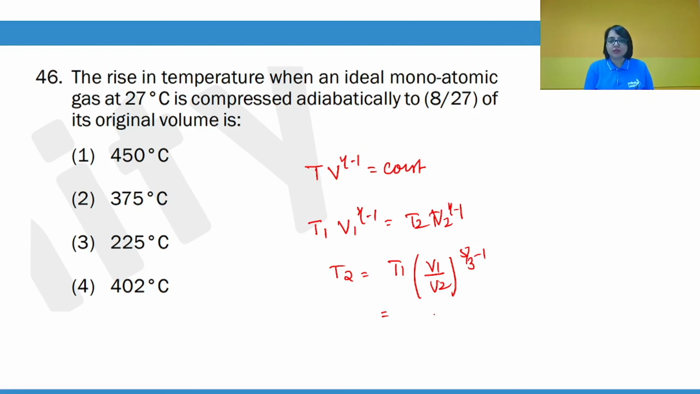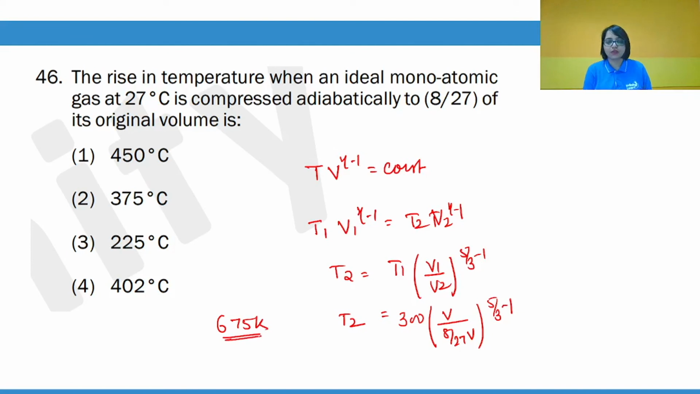So V1 is V, so V2 is 8 by 27 of V, right? T1 is 27 degrees Celsius, so it is 300 Kelvin and it is V upon 8 by 27 V power 5 by 3 minus 1. So after solving this value, you'll get T2, right? And that is 675 Kelvin. So change in temperature will be, you'll have to convert this into degrees Celsius and you'll have to subtract it from 27 degrees Celsius. So you'll get your correct answer as option 2, that is 375 degrees Celsius.